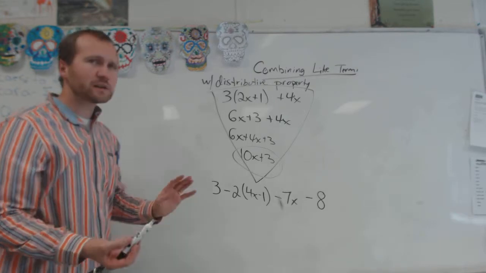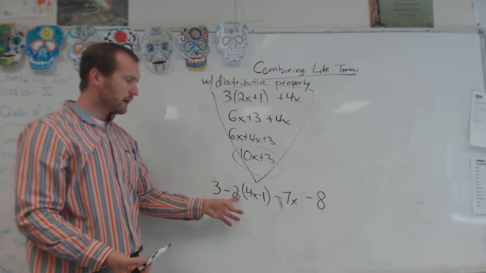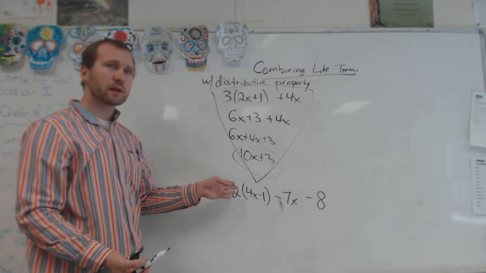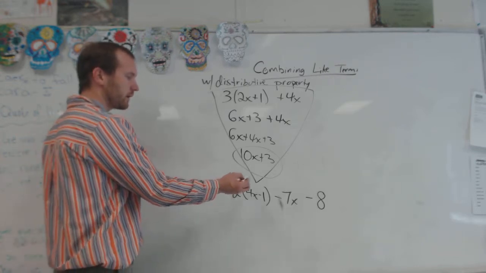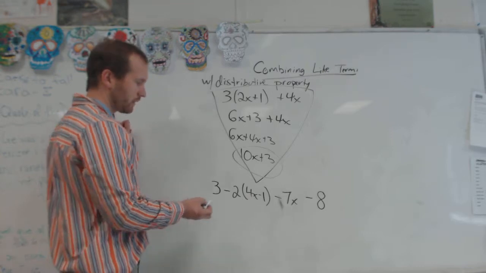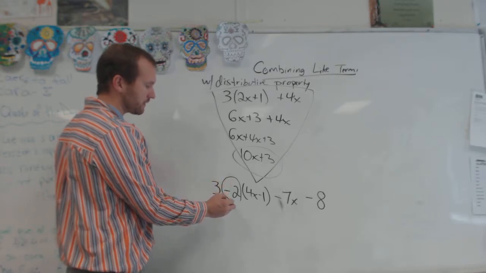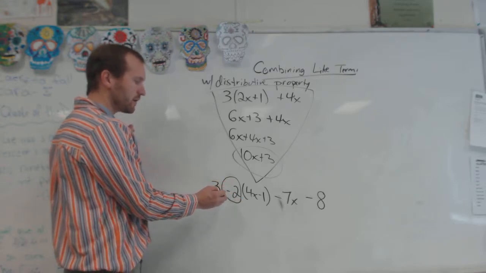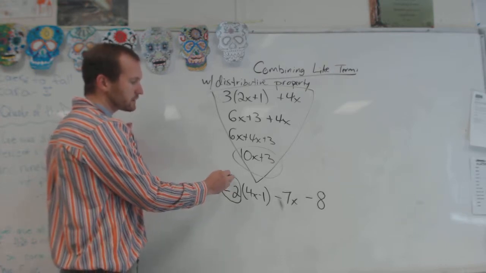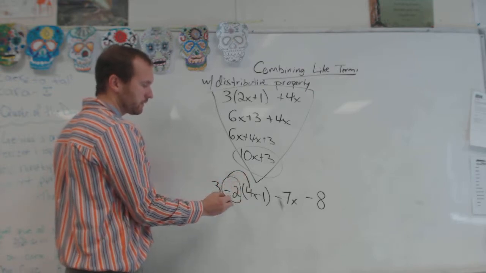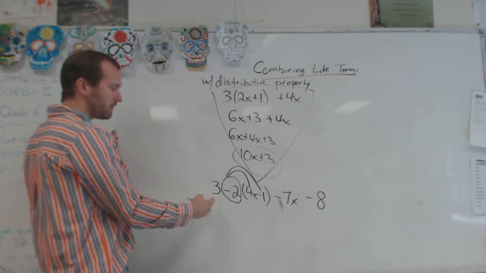The first thing to notice is that I have parentheses and something outside of them, so I have to do that distributive property first. Now, what am I going to distribute, and what is it going to be multiplied by? Well, I have my 2 here, but it's also with a negative. So I have to distribute a negative 2. That negative 2 is going to be multiplied times 4x and times negative 1. So I'm going to leave my 3 out front.